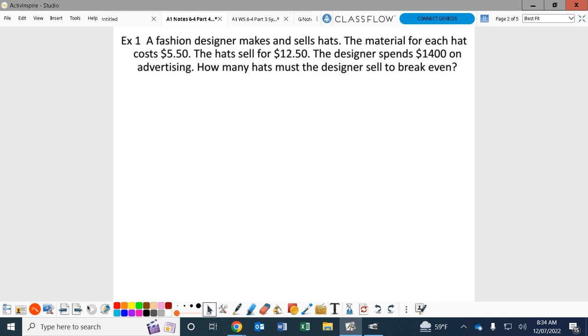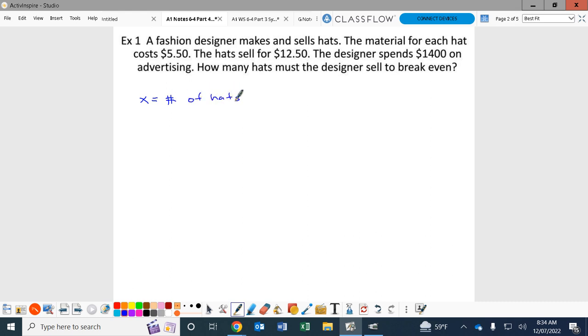Either we're talking about expenses or we're dealing with profits, money that's coming in on top of stuff. So it says, how many hats must the designer sell to break even? To break even. So this is going to be a little different than what we've been dealing with before. So X, what are we looking for? We're looking for the number of hats that you have to sell to break even. So X is going to be the number of hats.